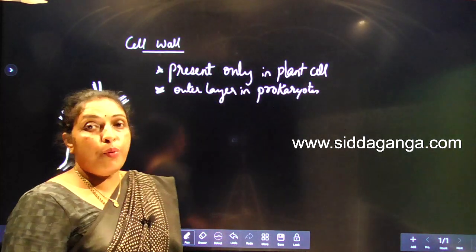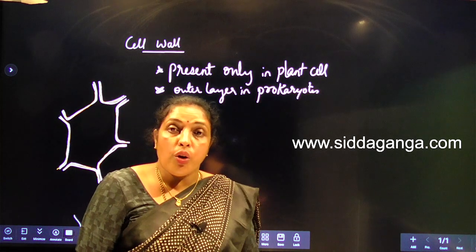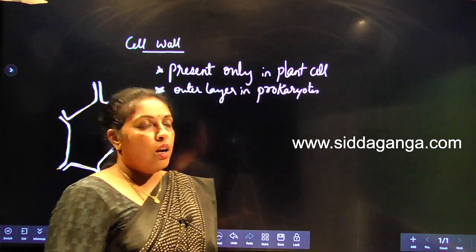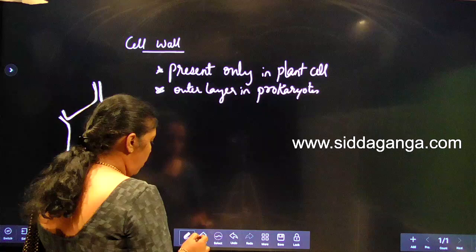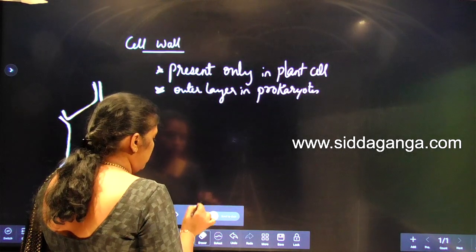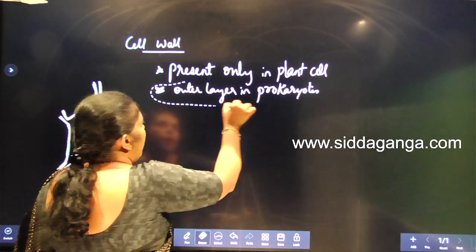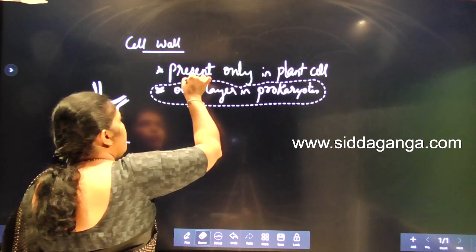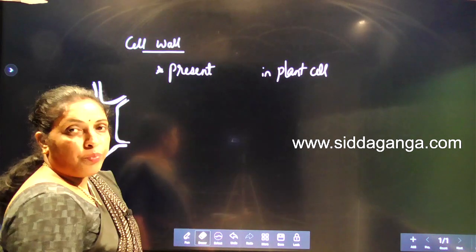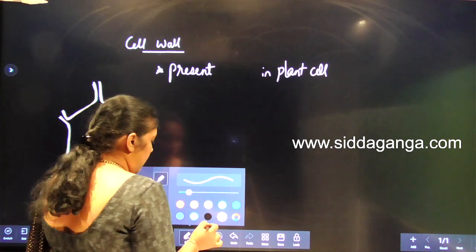And the composition of the cell wall in prokaryotes is different. Understood? The composition of the cell wall in prokaryotes is different. So in the plant cell also, the composition differs from one cell to another.